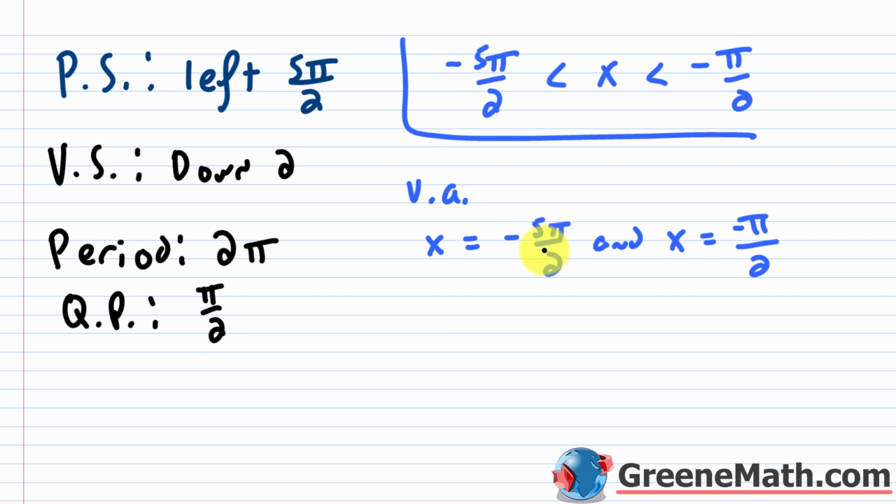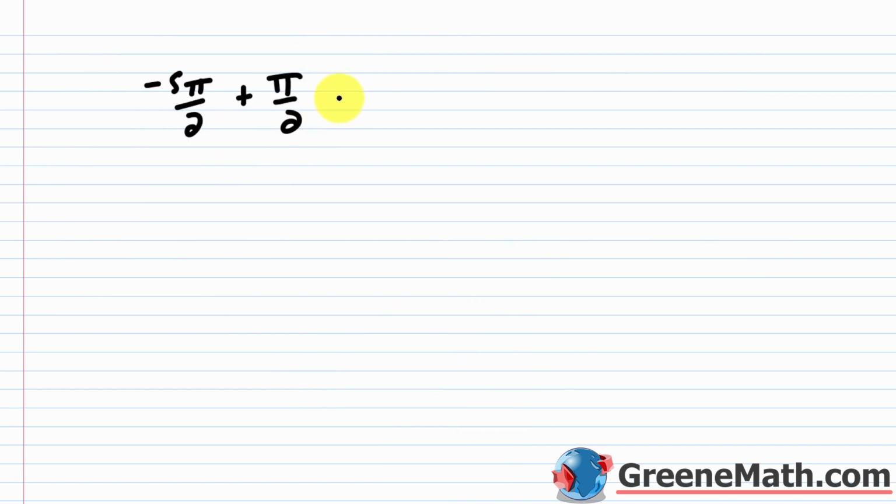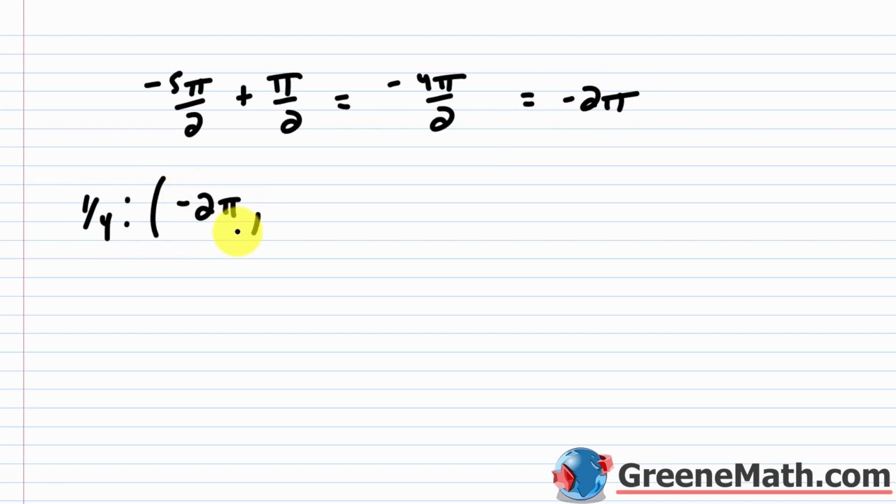So that's the leftmost consecutive vertical asymptote that we found. And we're going to add a quarter period, so plus pi over 2. Let me do this on another sheet. So let me paste this in here. So this would give me negative 4 pi over 2, which of course is going to simplify to negative 2 pi. So if I'm setting this up, you have your first quarter point, you have negative 2 pi, and then you have your halfway, and then you have your 3/4 of the way.